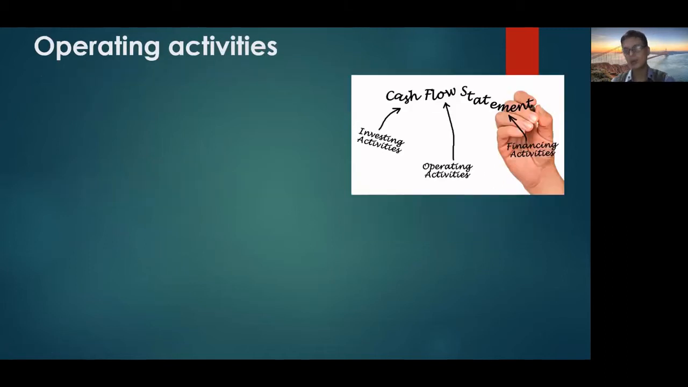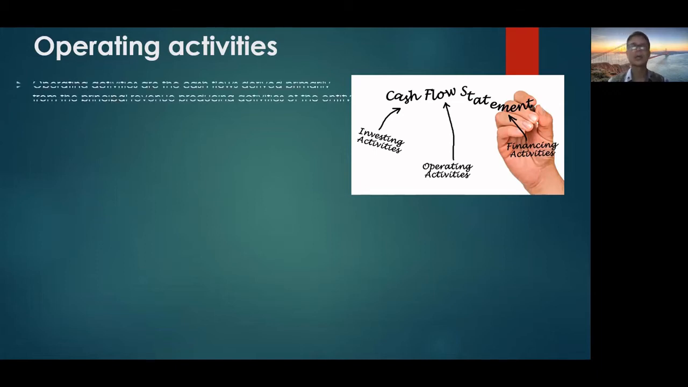Okay, now let's talk about operating activities, cash flow from operating activities. Okay, so operating activities are the cash flows derived primarily from the principal revenue producing activities of the entity. In other words, operating activities generally result from transactions and other events that enter the determination of net income or net loss. Okay, so ito yung mga ito yung operations mismo nila, no?